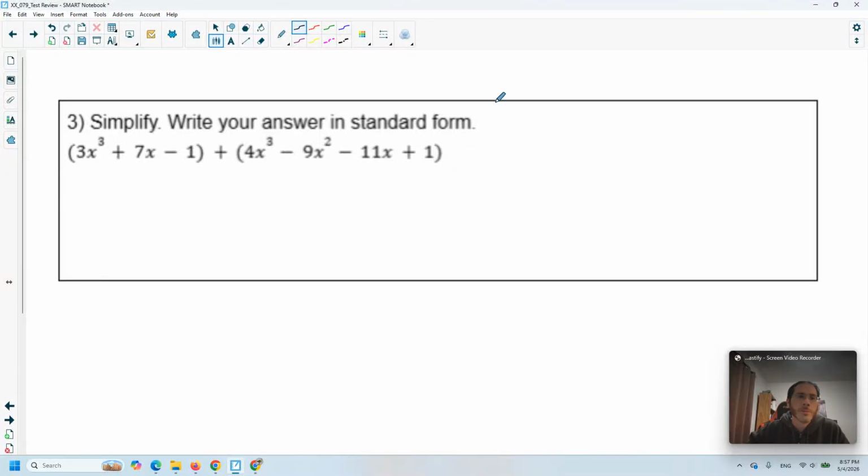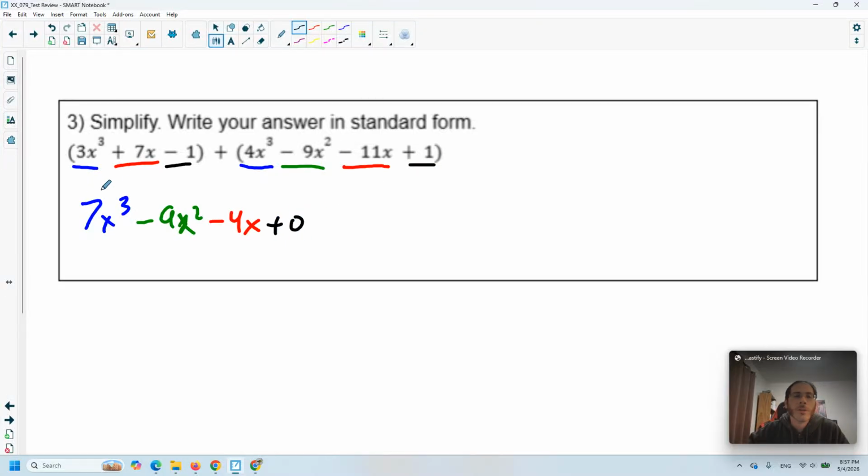For 3, we have to simplify, write the answer in standard form. So again, I'm going to start with the highest x's I see, which is the x to the 3. So 3x to the 3 plus 4x to the 3 is 7x to the 3. Next, I got to find my x squareds. There's only one of them, so that's minus 9x squared. Then I'm going to find my x's. I got 7x and negative 11x. So 7 plus negative 11 is negative 4. Combining my like terms. And with my numbers, I've got negative 1 and positive 1, which is 0.